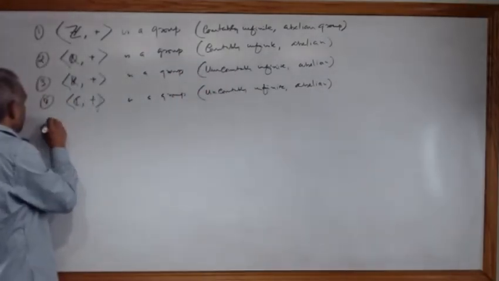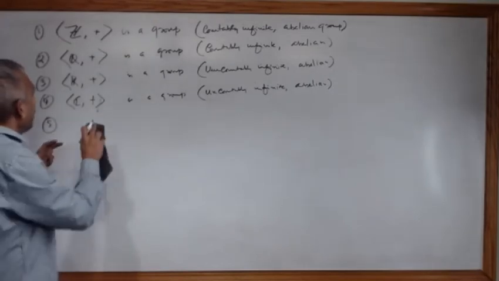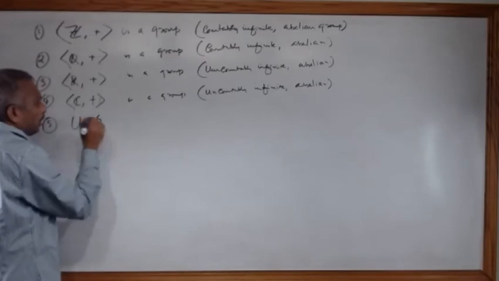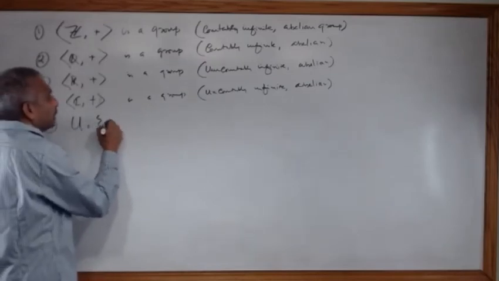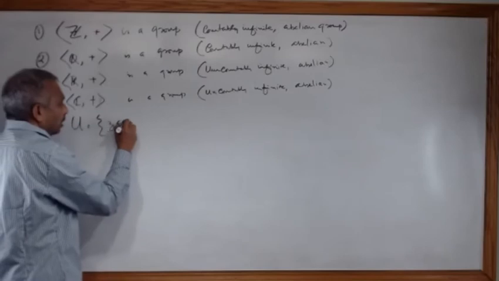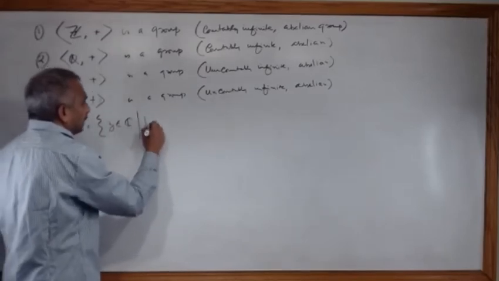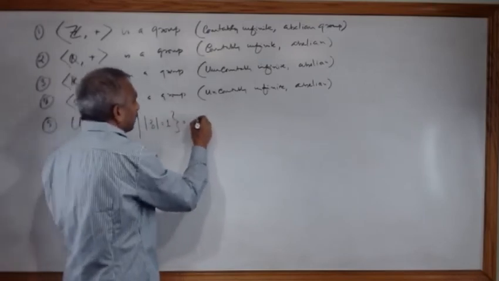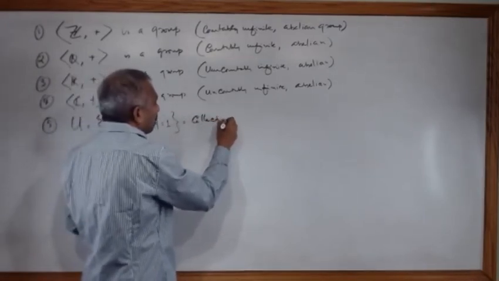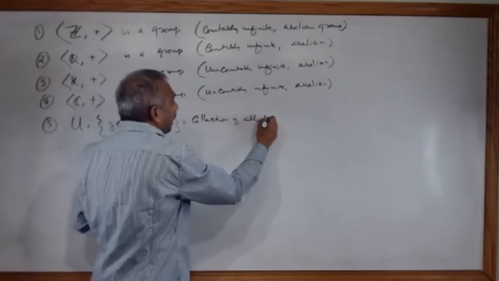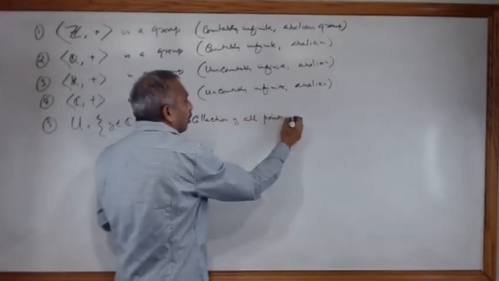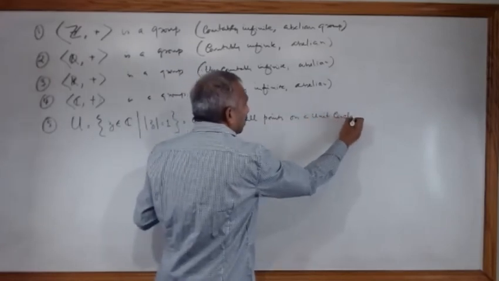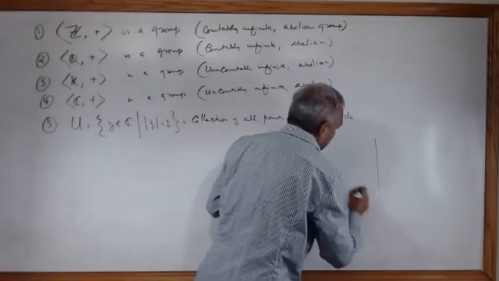Now we are going to take an example from geometry. U is equal to the complex numbers such that its norm is 1. This is actually the collection of all points on a unit circle. So it's going to be like this.